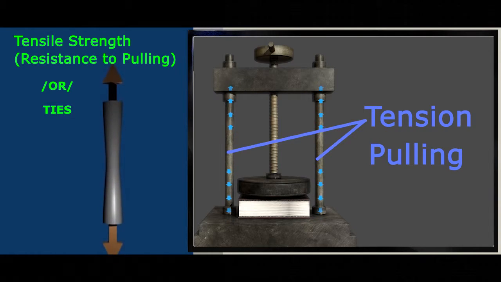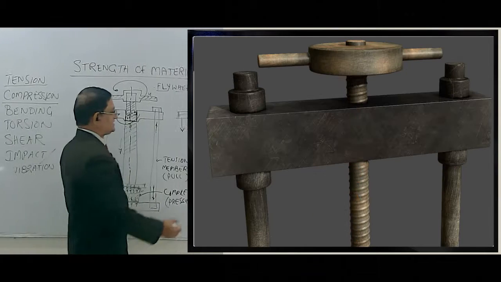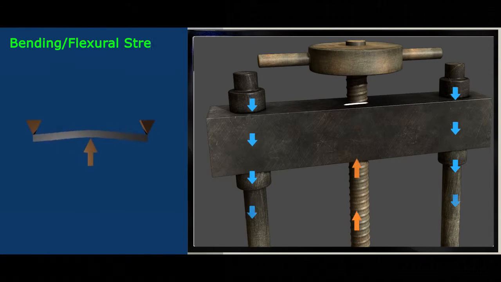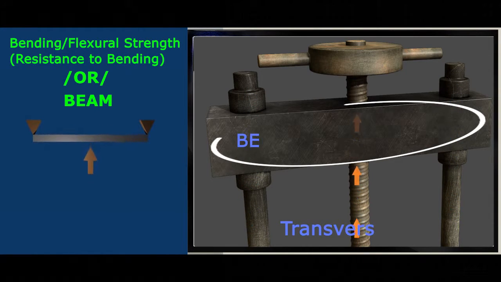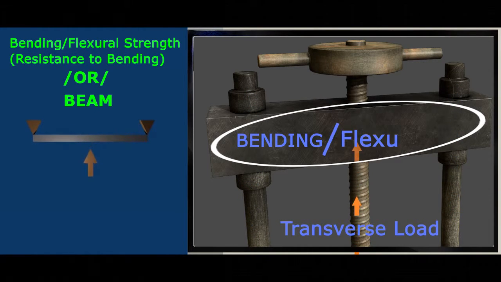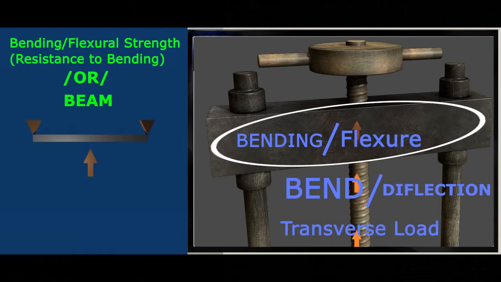Then the top arm, which is subjected to transverse load perpendicular to the axis of the top arm, is subjected to bending, that is resistance to bend. In literal words also, it is resistance to bend.